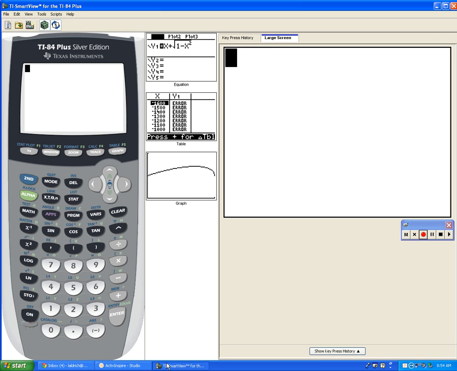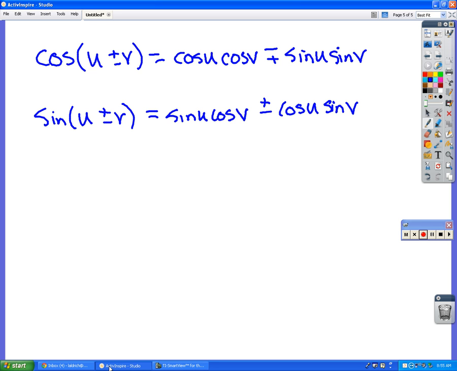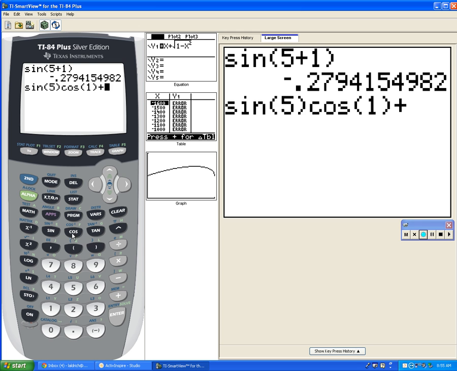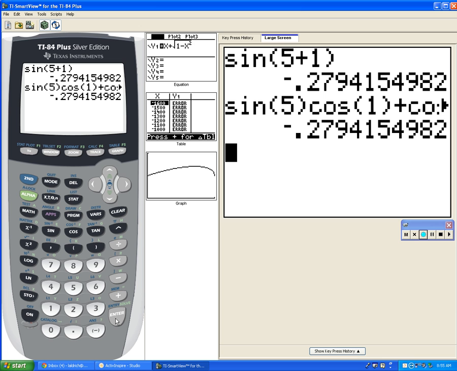Okay, so let's see if this works with the numbers that you said. You said the sine of 5 plus 1, and we got that. So if I use that little formula to get the same answer, I have to go the sine of the first one times the cosine of the second one, plus the cosine of the first one times the sine of the second one. And if I do that, then I get the same answer.